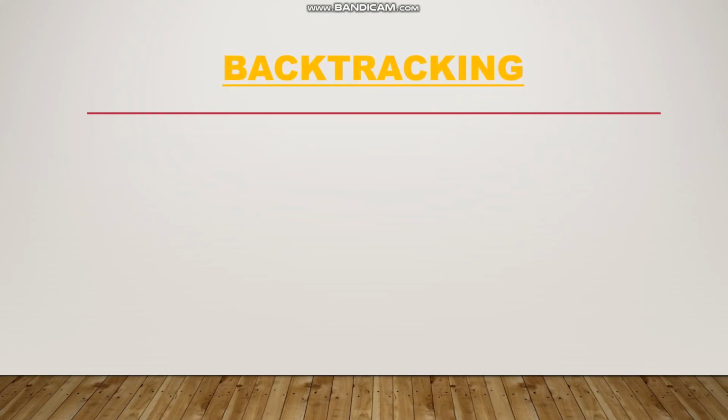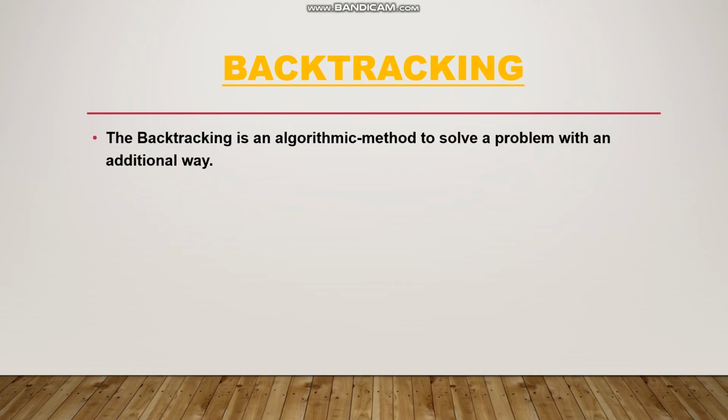An alternative way to solve a problem is the backtracking algorithm. We have used the backtracking algorithm here. Backtracking is an alternative way to solve a problem. What backtracking is, why we are using it, and how we are using it, we'll be discussing in this session. Backtracking is a problem solving strategy which uses a brute force approach. It is an algorithmic method to solve a problem in an alternative way.